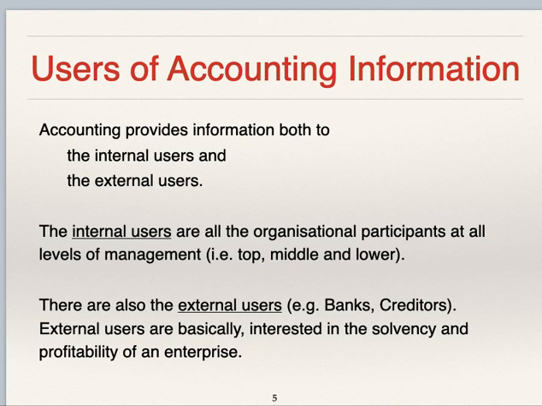Now we'll see users of accounting information. Who uses accounting information? Accounting provides information to internal users and external users. Internal users are all the organizational participants at all levels of management, that is top level, middle level and lower level. So generally top level management requires information for planning. Middle level management requires information for controlling the operations.